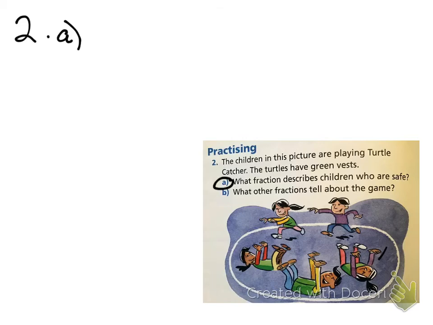A, what fraction describes children who are safe? So we need a fraction. What number goes on the bottom of your fraction? The total number of children. So if we count the total number of children, we should have 5 on the bottom. I want you to pause the video and write the number of children who are safe.